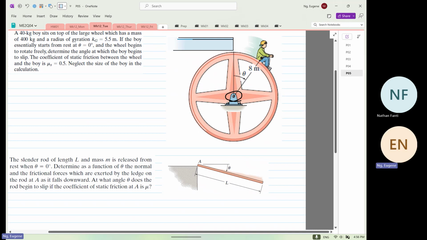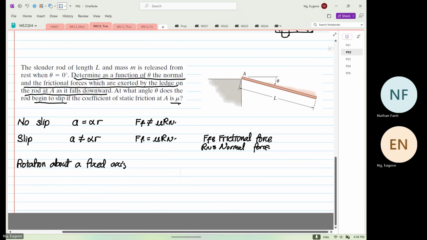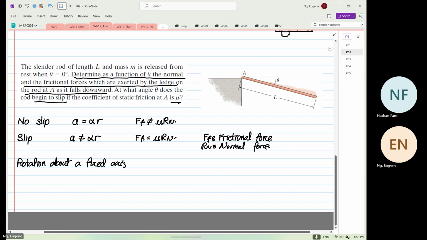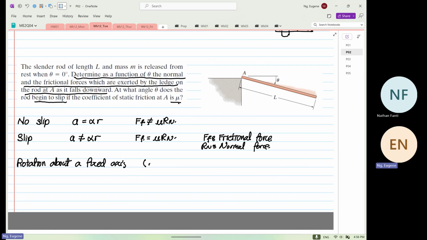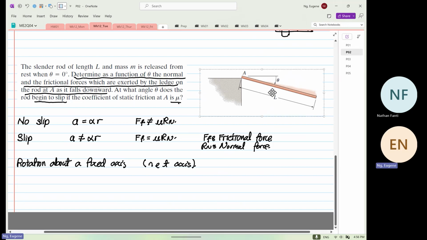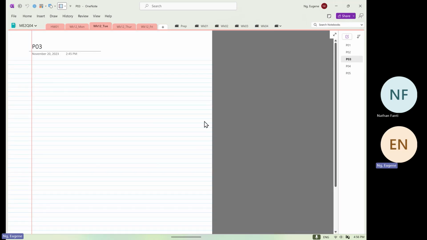So this problem that we will do probably on Thursday, the approach is very similar, and I want you to look at the trend. From here, we are going to start drawing the free body diagram. When it's rotation about a fixed axis, we are going to use the N and T axis. Let's start constructing the N and T axis.